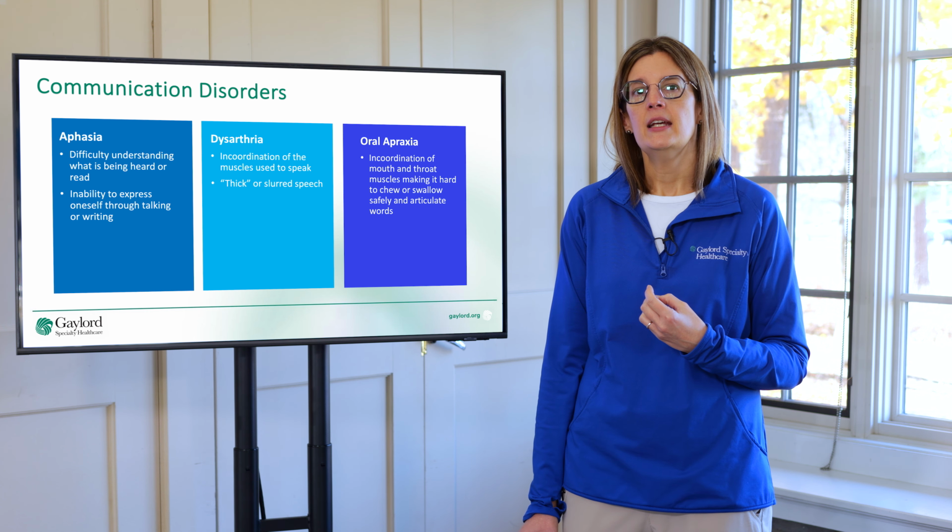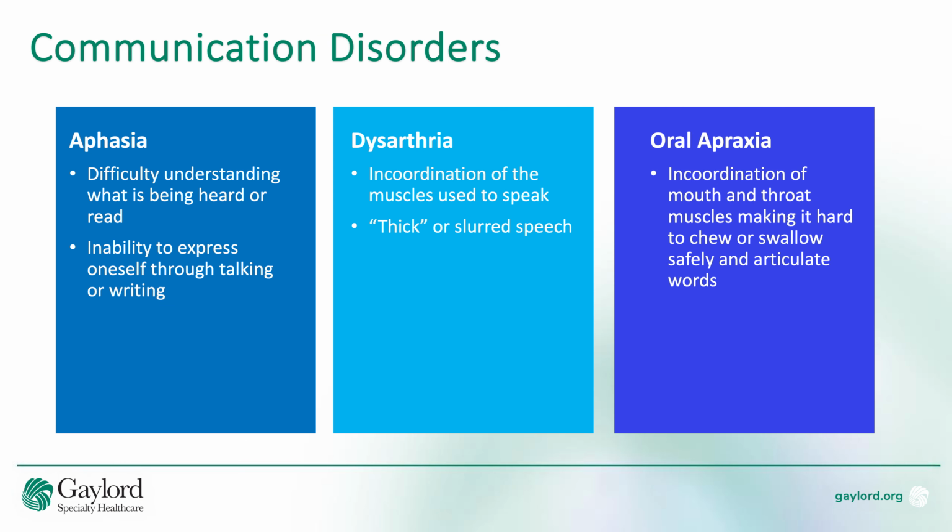Dysarthria is essentially an incoordination of the muscles in the tongue used to speak, and so the speech can many times sound thick or slurred.